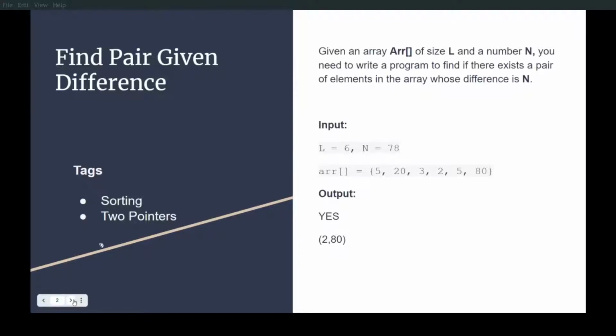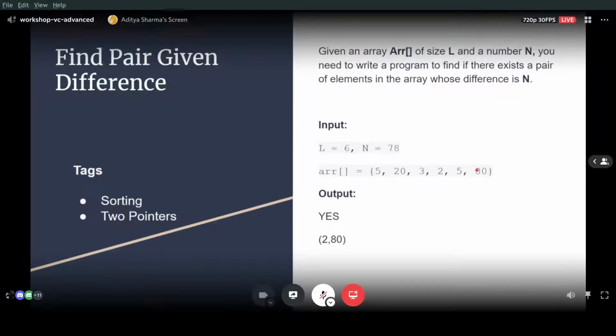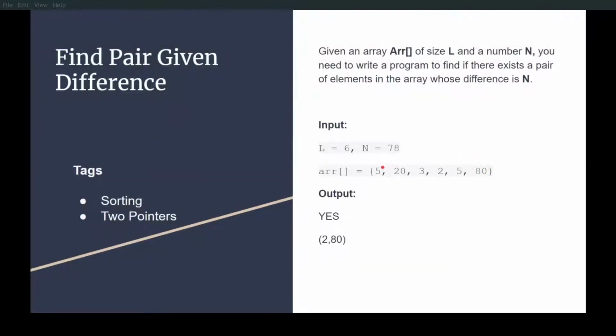So the problem statement is that you are given an array. You will be given the size of the array, and you will be given the difference. Then you have to just find whether you have a pair whose difference is this. So here we have 80 and 2. So this pair has a difference of 78.